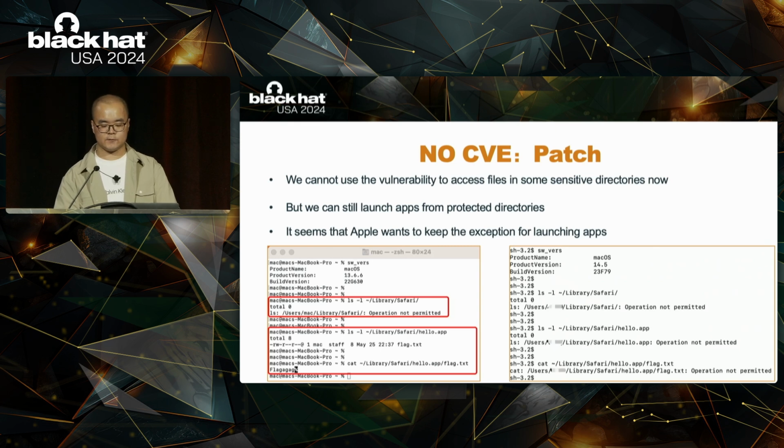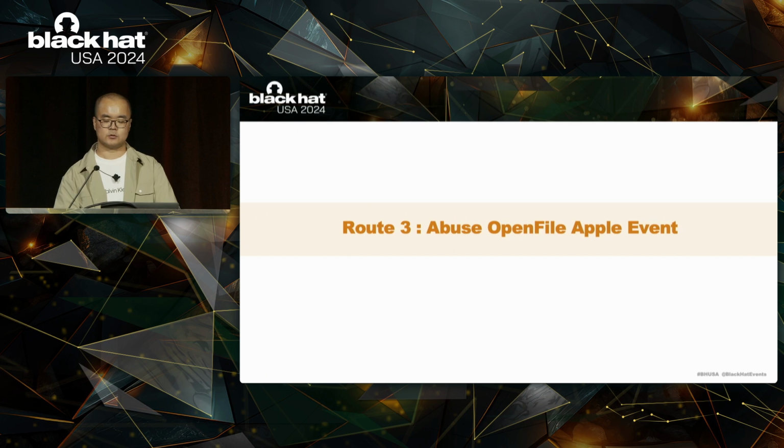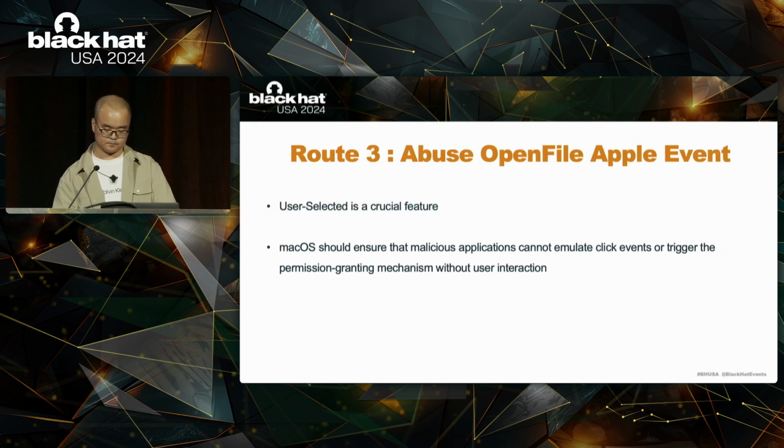Now, we need to find another way to modify the quarantine flag. Here comes route 3. We can abuse open file Apple events. The user-selected feature is a crucial feature. macOS should ensure that malicious applications cannot emulate click events or trigger the permission granting mechanism without user interaction.